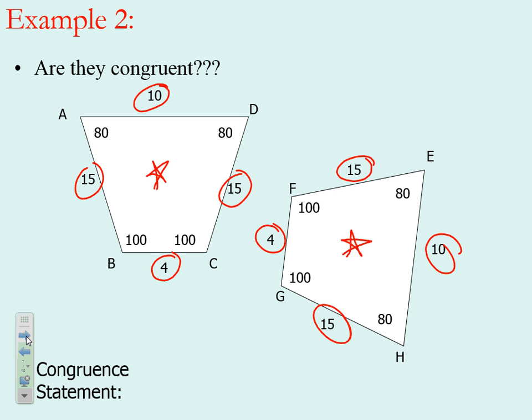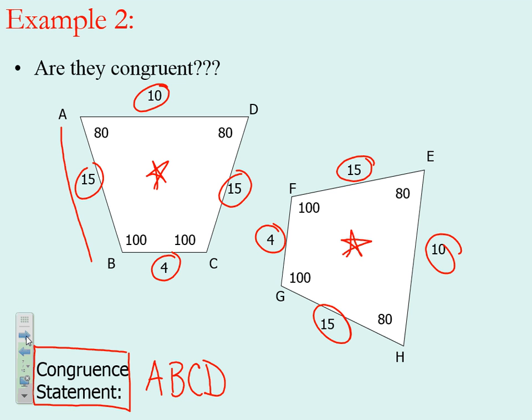Now to do this, we want to write a congruence statement. That's going to be a big part of your assignment. A congruence statement is you simply stating that the figures are in fact congruent. So I might start one like this. A, B, C, D, the first figure. Now when I list that, I listed the letters on the corners or the vertices.